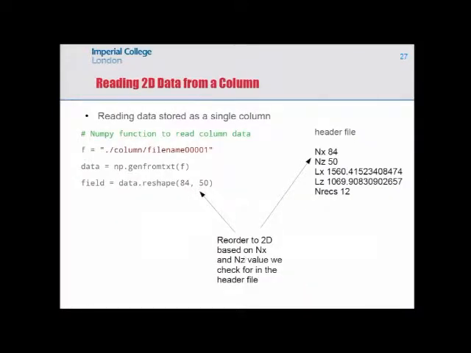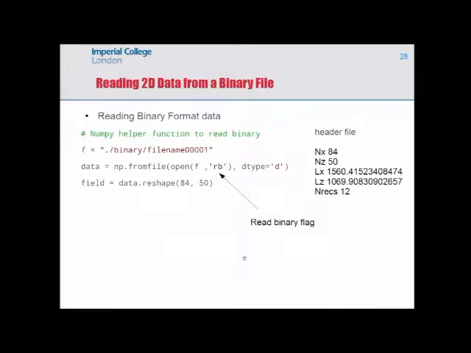For reading the 2D data as a column, we're basically going to use genfromtxt, which is a Numpy helper function that lets us do that. And we have to reshape it. If you look at the header file, we can see that this 2-dimensional field is basically 84 by 50. So we're going to reshape it in this format, and this will give us the data in the correct format. If it's binary data, we can use a Numpy function called fromfile, which we open up using the read binary flag here. That's saying read only, and it's in binary format. We have to tell it the data type is all double precision numbers. You'd have to know this in advance, and this would be something that would either be included in the header file or you'd know from having written the data. And again, we reshape it.